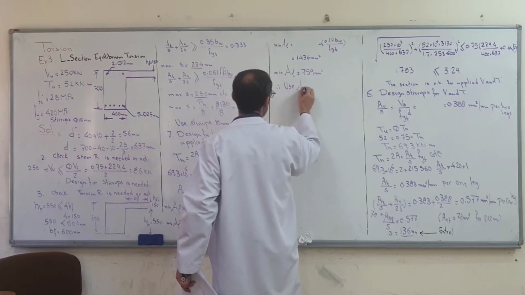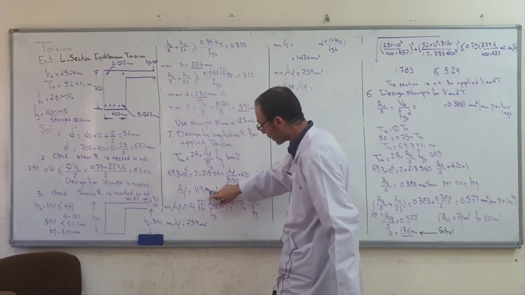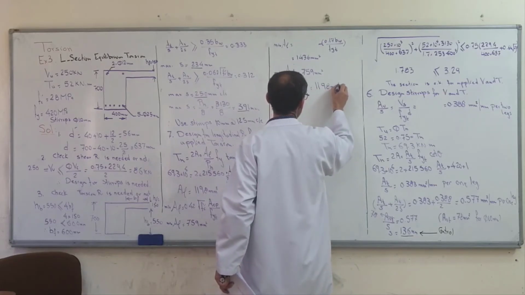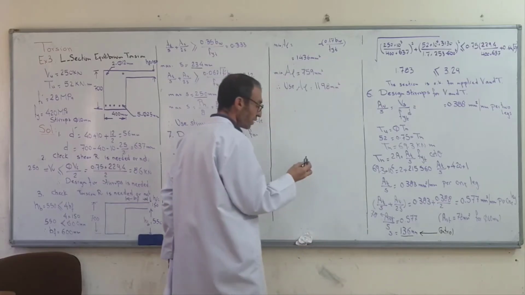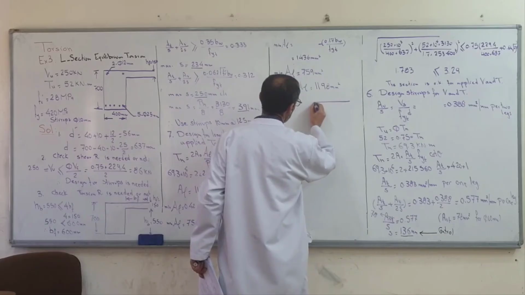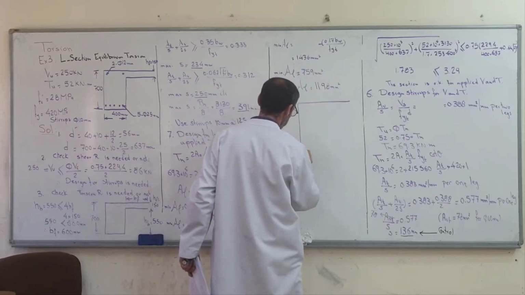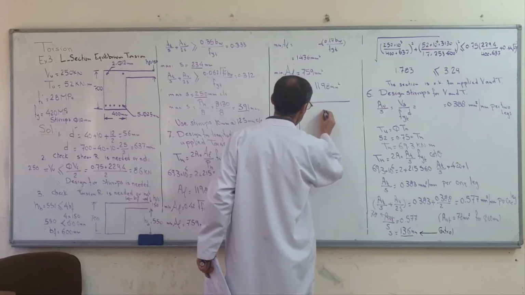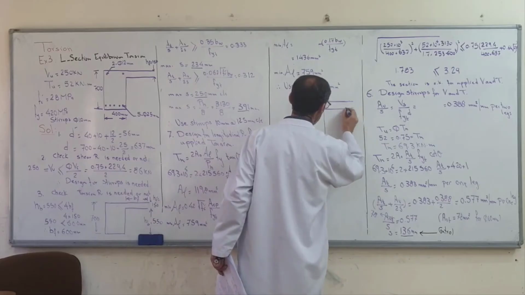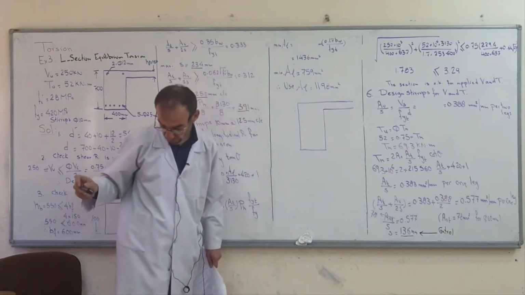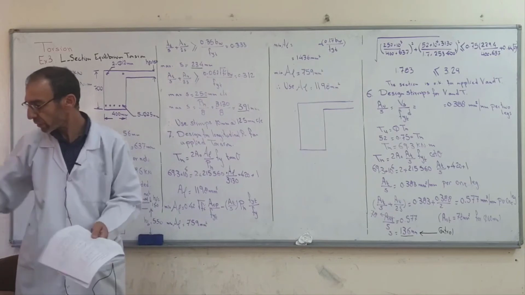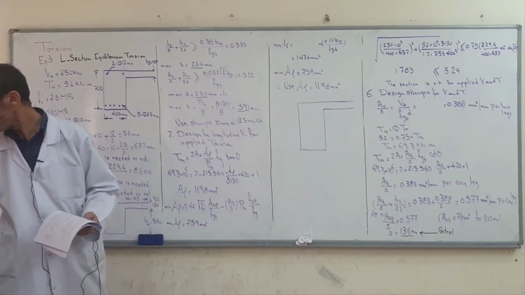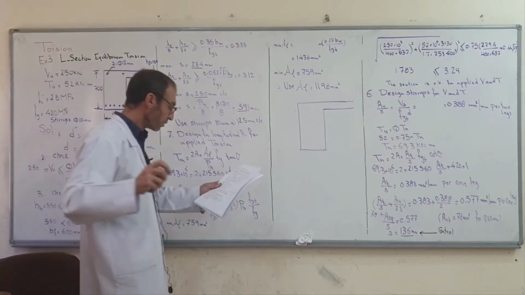Use AL. This is less than the applied 8 millimeter square. Now this is longitudinal reinforcement. Then longitudinal reinforcement must be distributed along the section.